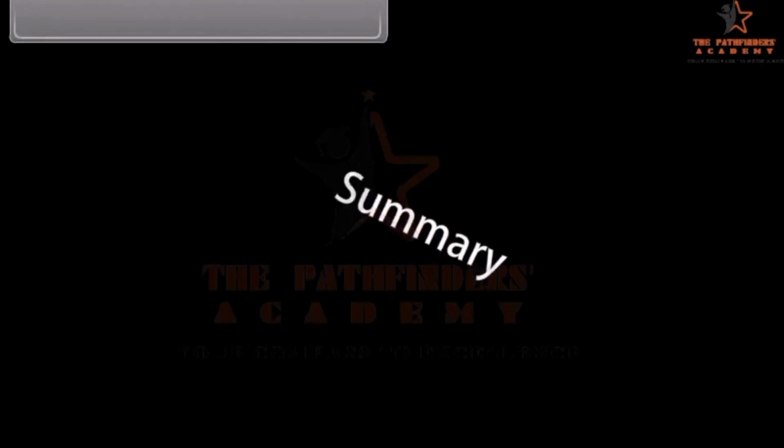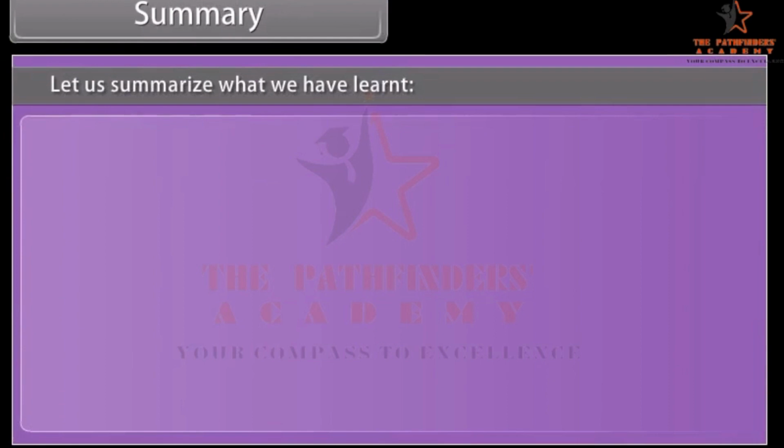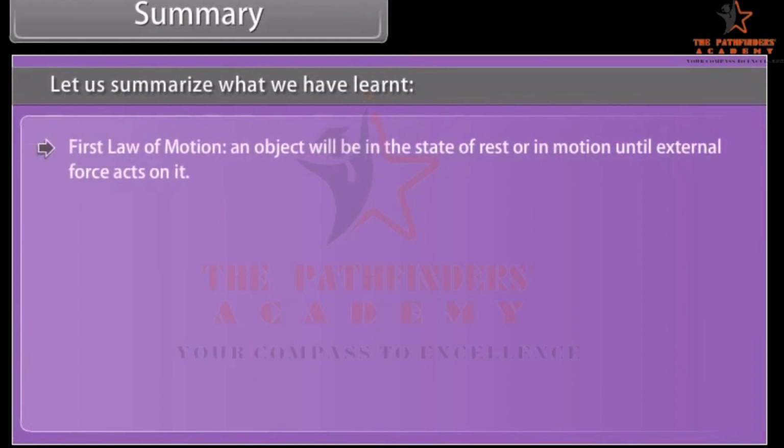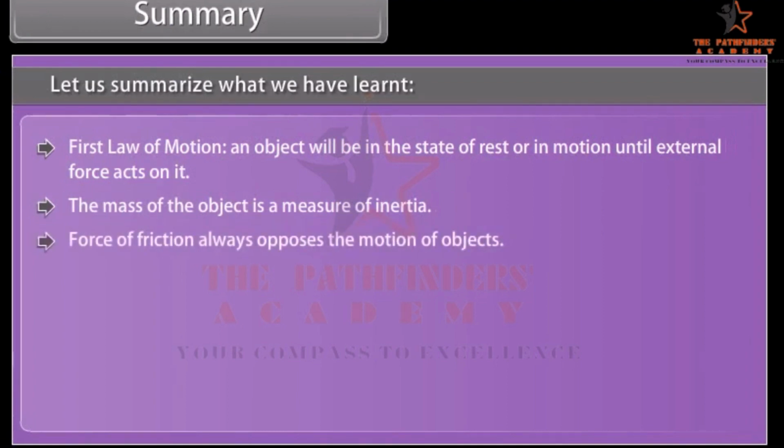Summary. Let us summarize what we have learned. First law of motion. An object will remain in the state of rest or in motion until external force acts on it. The mass of the object is a measure of inertia. Force of friction always opposes the motion of objects.